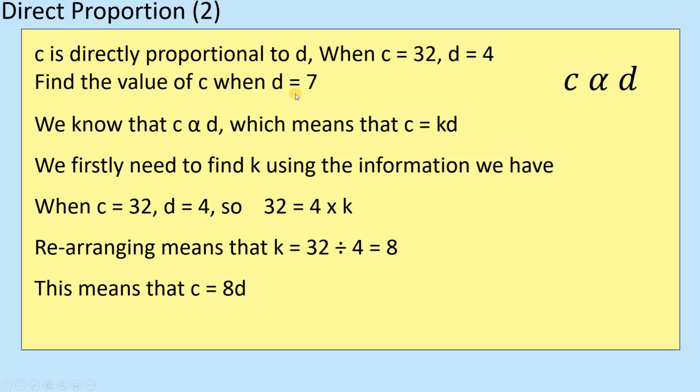And again, this is very typical of exam questions where you get a piece of information to find K, and then from there you work something out. So find the value of C when D is 7. When D is 7, 8 times 7 is going to give you 56, and that's going to give you your solution. Obviously there are loads of questions on these on the website.